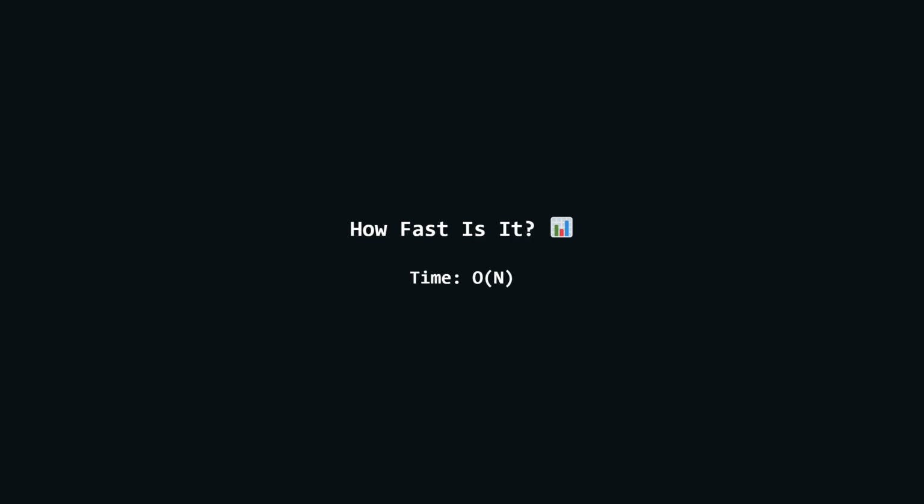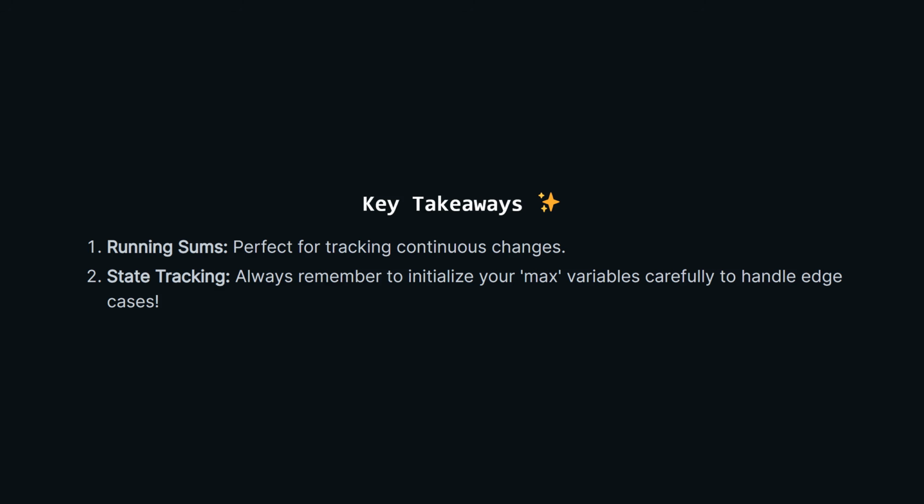For the time complexity, it is big O of n, where n is the length of our gain list, because we only need to loop through the numbers exactly once. The space complexity is big O of 1, meaning constant space, because we are only using two simple variables to track our numbers, no matter how long the trip is. Quick takeaway from this problem is learning how to maintain a running sum while simultaneously tracking a maximum state, which is an incredibly common pattern in array problems.